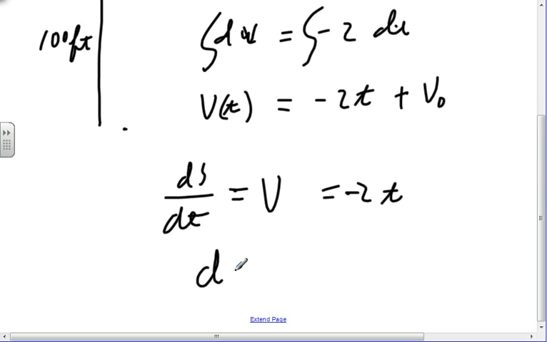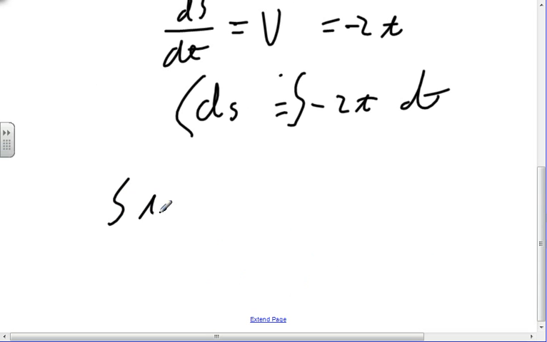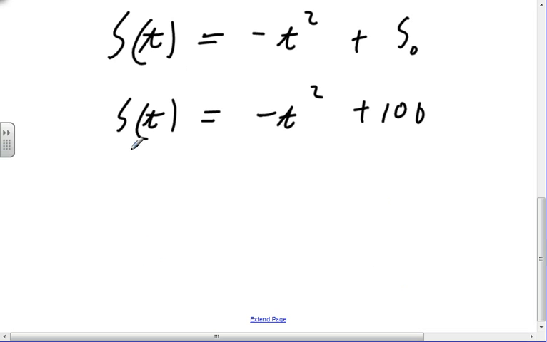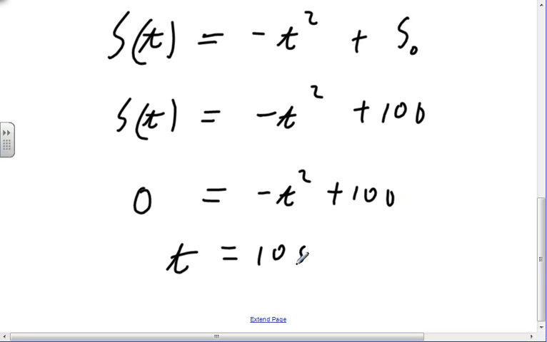I can separate variables again and say I got minus 2t dt. I can integrate both sides of the equation, and I can get my position at times t to be minus t squared plus some constant. My position at time 0 was 100, so my position at times t is going to be minus t squared plus 100. And then I ask myself, well, when I hit the ground, I'm at 0, so the 0 would be minus t squared plus 100. T would be 10. So at 10 seconds I'm hitting the ground.